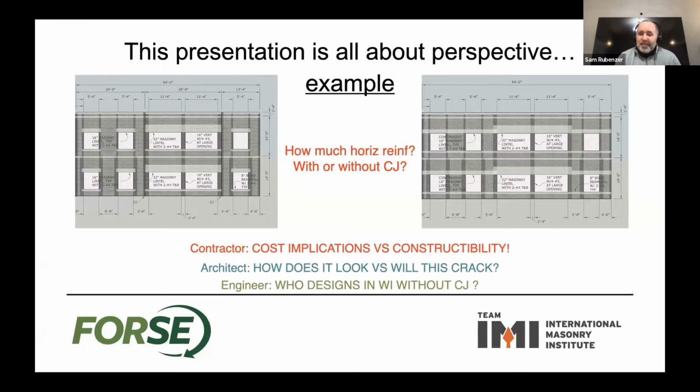And then just the mere mention of building part of a wall or all of a wall without control joints, and engineers tend to look at me like, in Wisconsin, without control joints? I think there are a lot of times where we want to build masonry without control joints. So we're going to explore some of those different options and look at what might make sense in different scenarios.